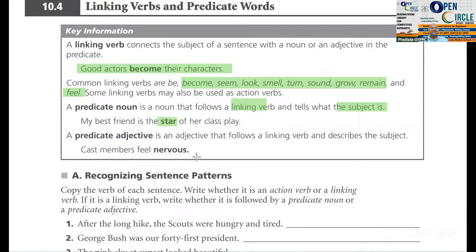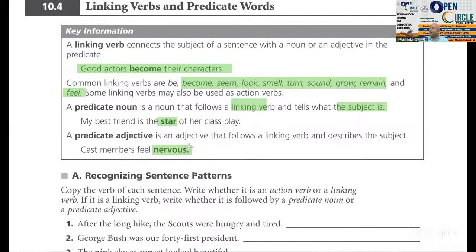My best friend is nervous. My best friend is the subject. And nervous is the predicate noun? Or adjective? Adjective. So, we call it a predicate adjective. Clear? So, a linking verb may have a predicate noun.